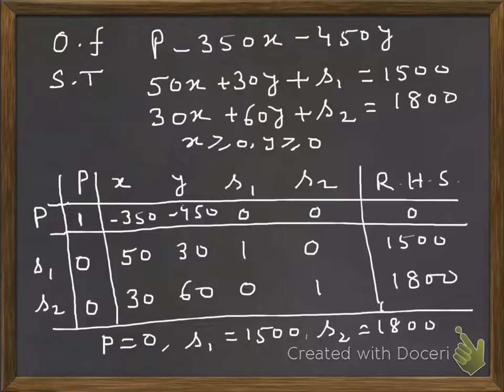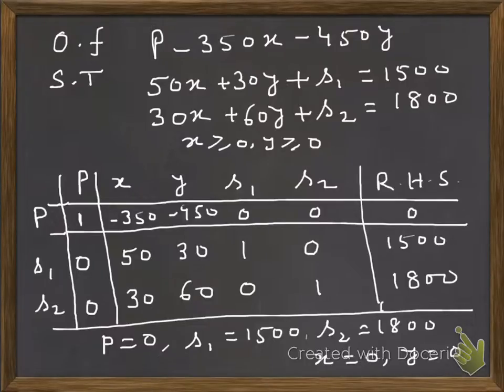You also notice that X is not there in the basis, so that is equal to 0. Y is also not there in the basis, so it is equal to 0. It means that at this moment we are not producing anything of product A, so x is equal to 0. Same way we are not producing product B, so y is equal to 0.